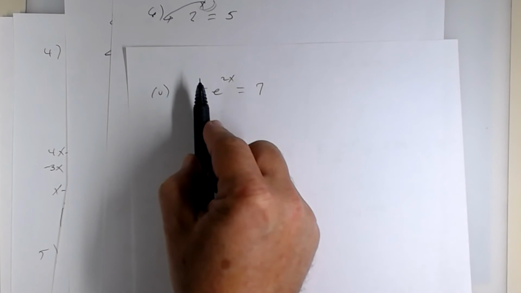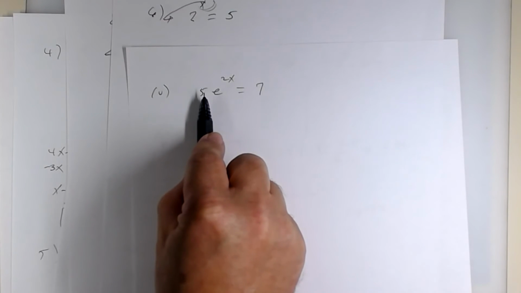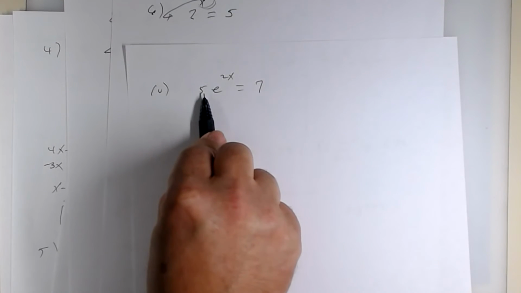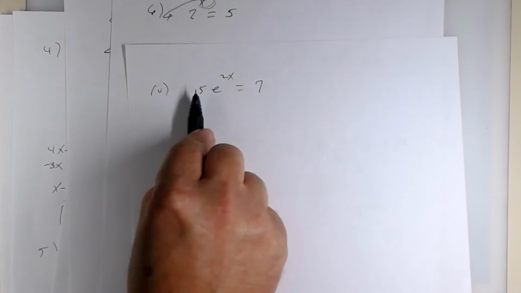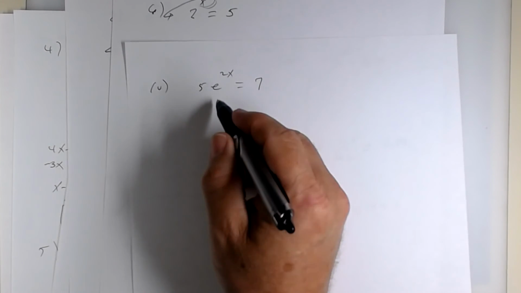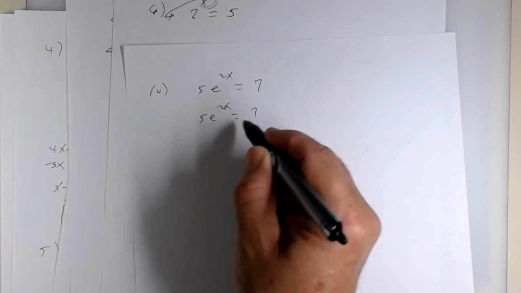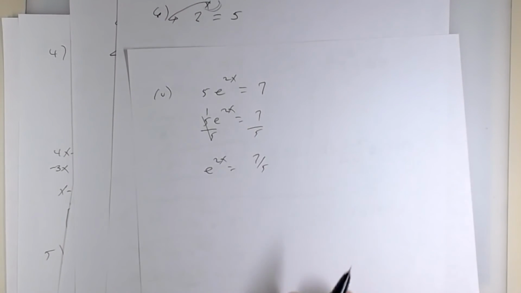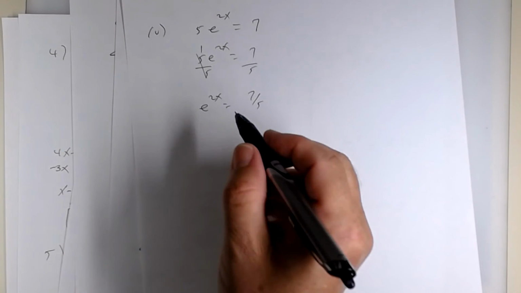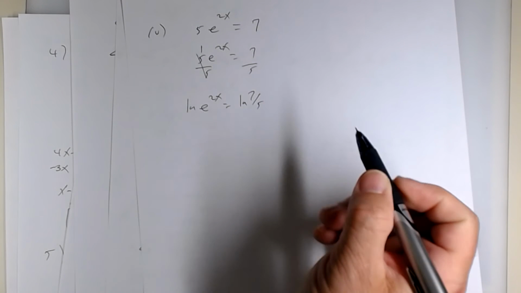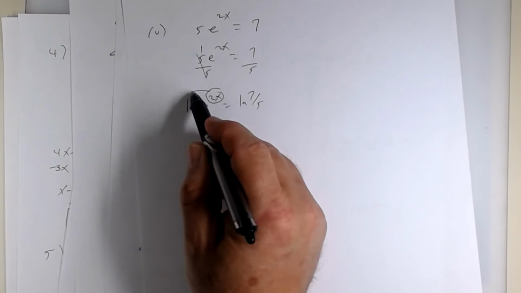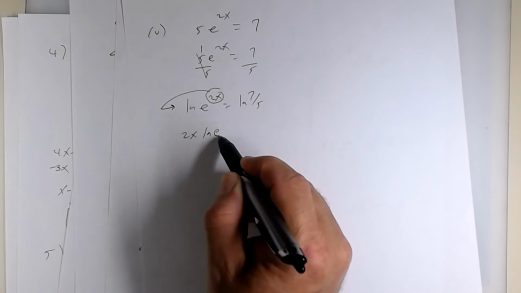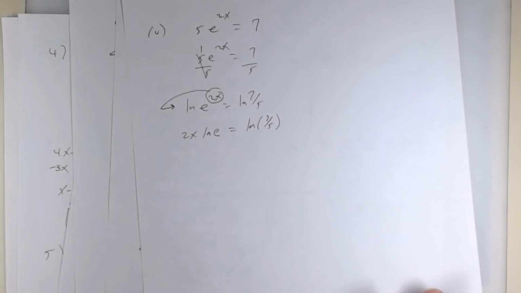Because you need this coefficient right here to be a 1. So you have to divide by 5 first. You need this coefficient to be a 1 before you take the natural log of both sides. The opposite of multiplying by 5 is to divide by 5. So these divide out, and you get e to the 2x equals 7/5. Now take the natural log of both sides. And now I can pull out the 2x, correct? So that's 2x times the natural log of e equals the natural log of 7/5.